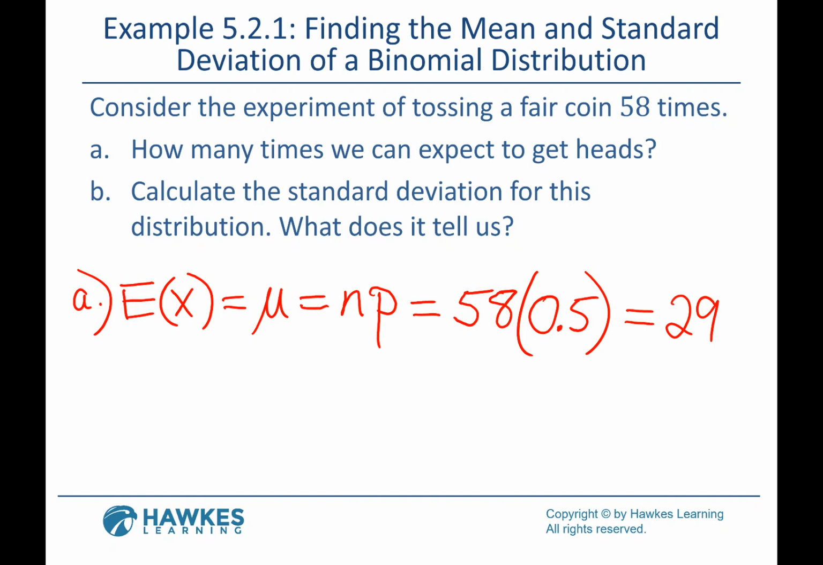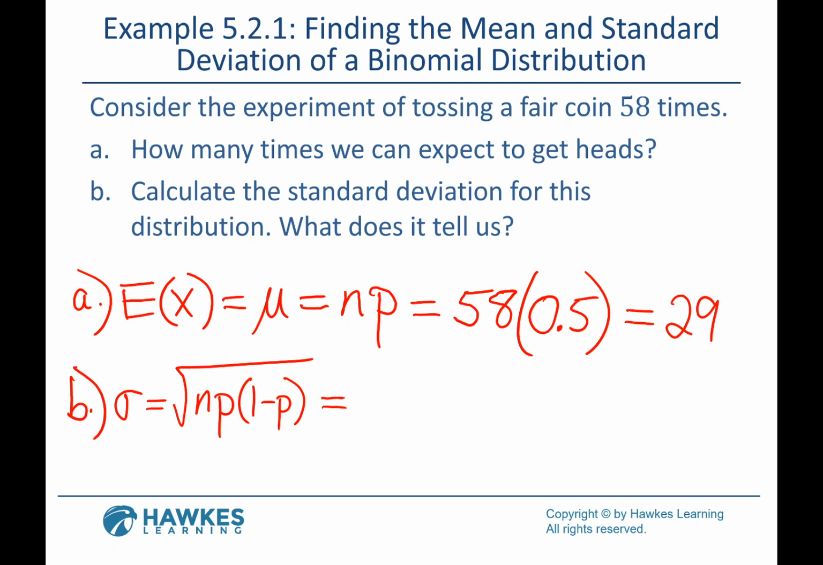Okay, other questions? Okay. B says calculate the standard deviation. Normally that's one you groan about, standard deviation, but it's easy with a binomial distribution. Our formula said if we want standard deviation, it's the square root of n times p times 1 minus p.